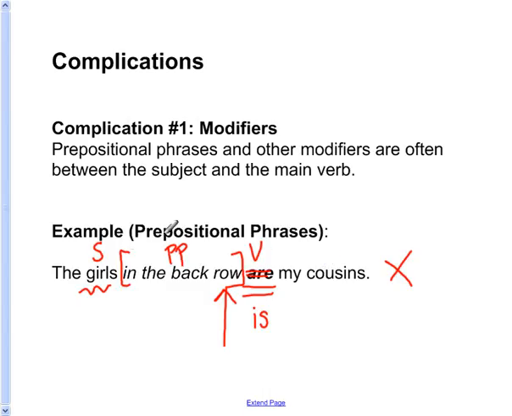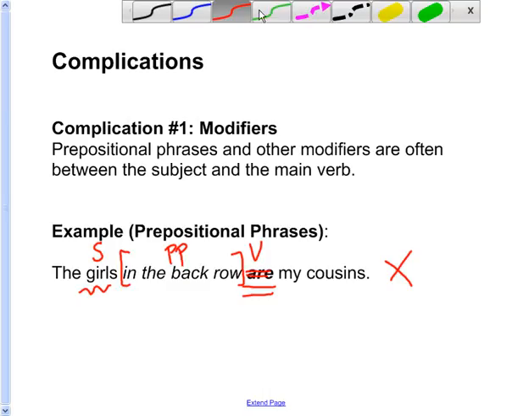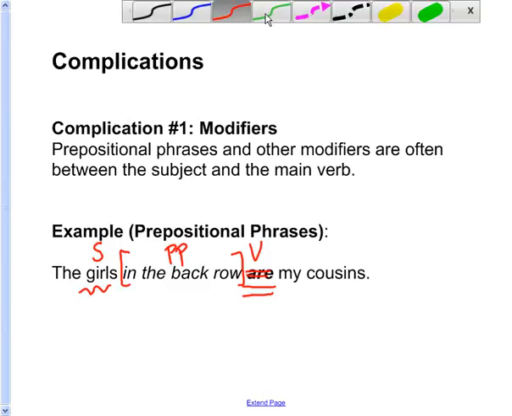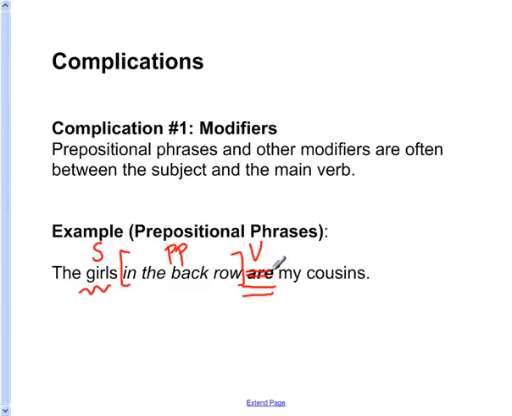It's incorrect because the subject of this sentence is girls. And because the subject of the sentence is plural, we have to choose the plural verb form, which is are. So are is correct. This sentence is correct as it reads: the girls in the back row are my cousins.